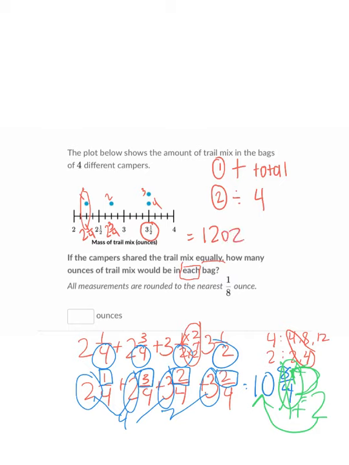And now I need to divide that between 4 bags for the 4 campers. So what is 12 divided by 4? It is 3. So my answer should simply be 3 ounces.